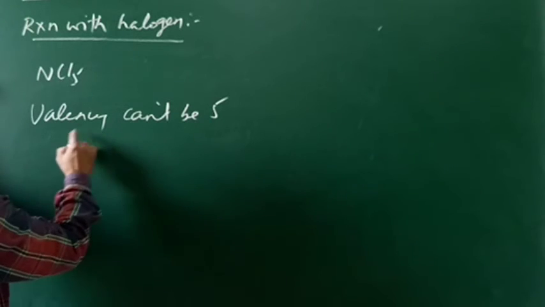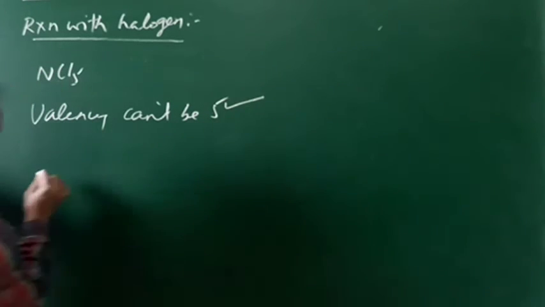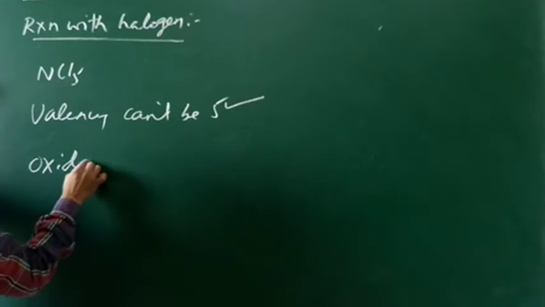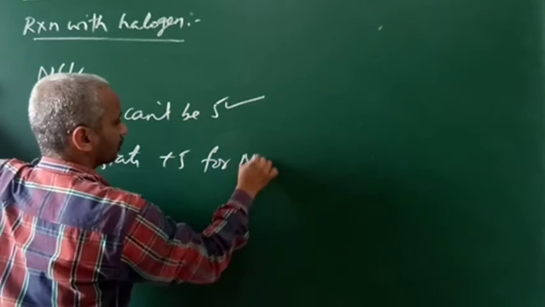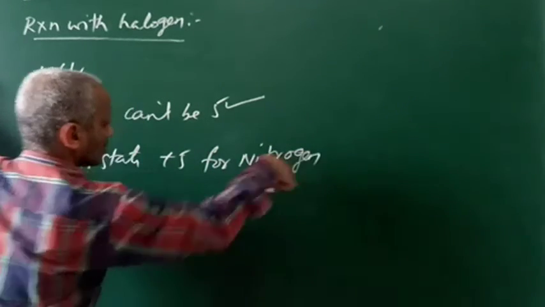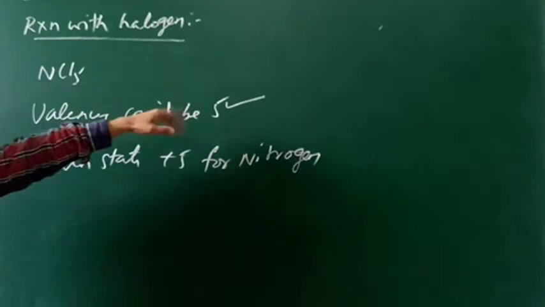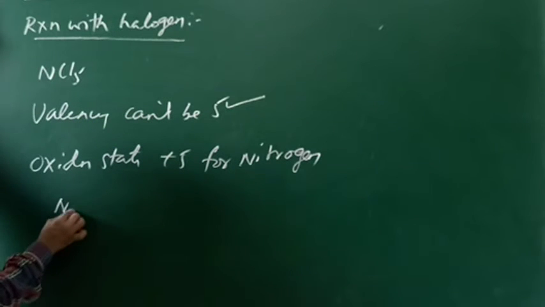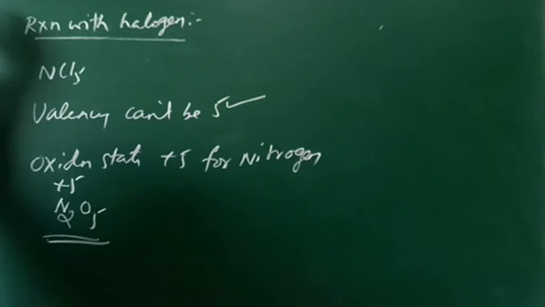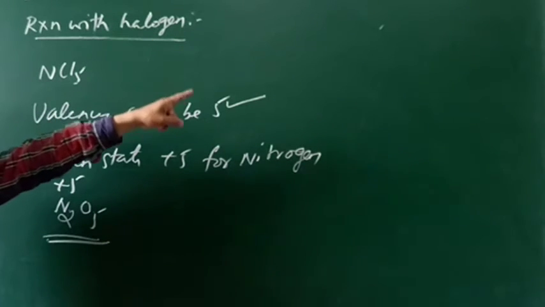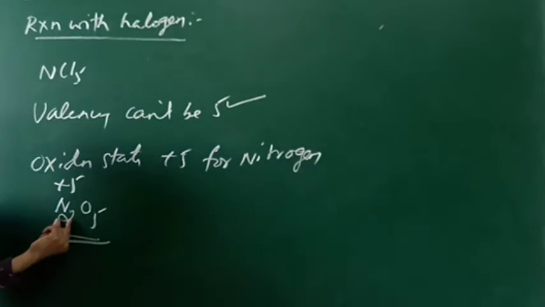Don't say that it cannot show oxidation state 5. Valency cannot be 5, but the oxidation state can be 5 also for nitrogen. Remember this. I only said valency cannot be 5. Like in N2O5, the oxidation state is 5. This is possible. You may say, sir, N2O5 has 5 oxygens, but that is for 2 nitrogens.